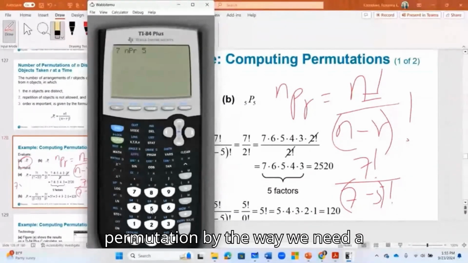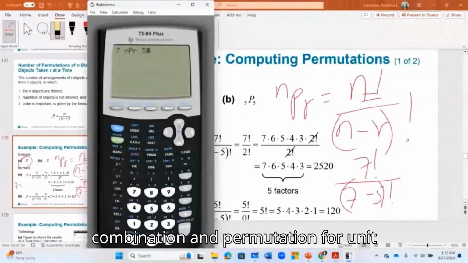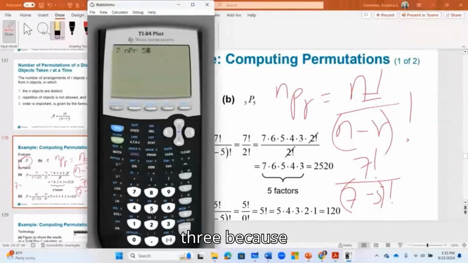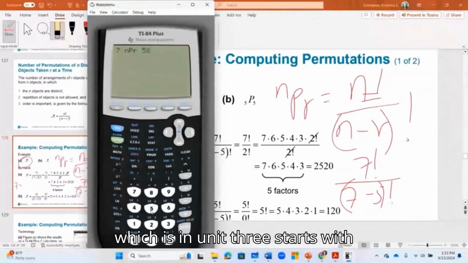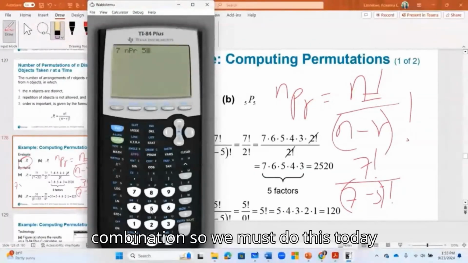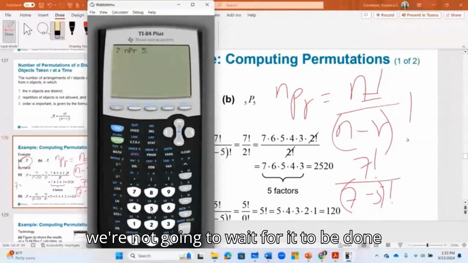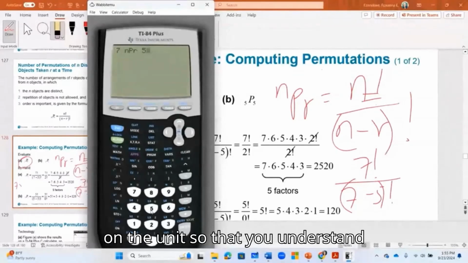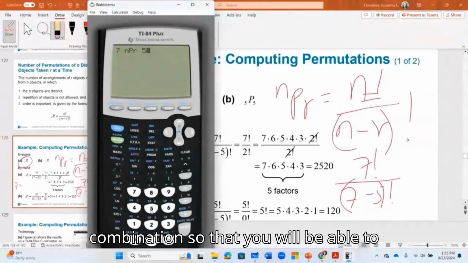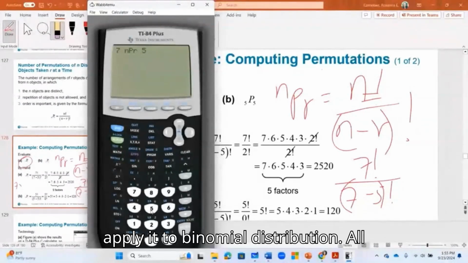By the way, we need combination and permutation for unit 3 because binomial distribution, which is in unit 3, starts with combination. So we must do this today. We're not going to wait for the review day, so that you understand combination and will be able to apply it to binomial distribution.